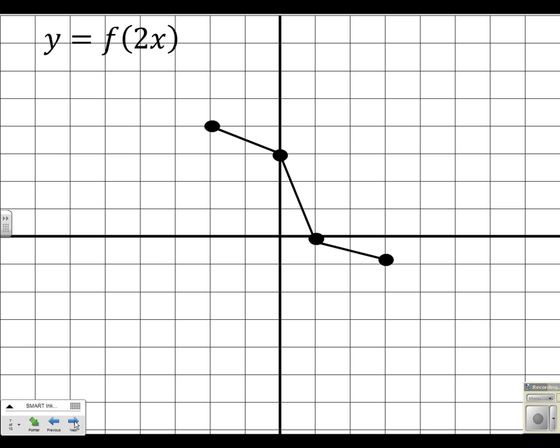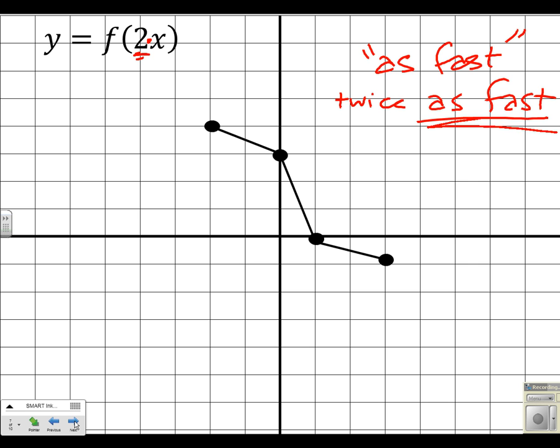Pre-functions, however, this is huge. I suspect a lot of people intuitively would make this graph twice as wide. When you have a pre-function multiplier, you want to use the words as fast. In this case, twice as fast. 2 times as fast. Think before you speak out. Clearly this is pre-function, it affects the time. Does 2 times as fast mean twice as wide?